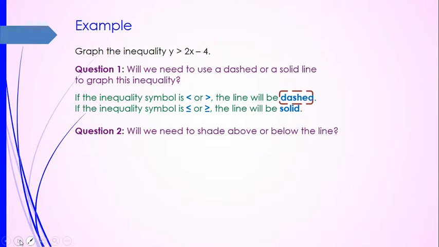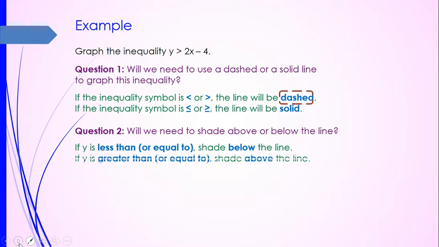Then we have to decide, is the shading going to be above the line or below the line? All right, and in this case, since it's greater than, this symbol is greater than. Greater than means above, so we know that this inequality is going to be shaded above the line. Right, remember this only works when I have y all by itself on the left-hand side, right, when we have it in slope-intercept form.